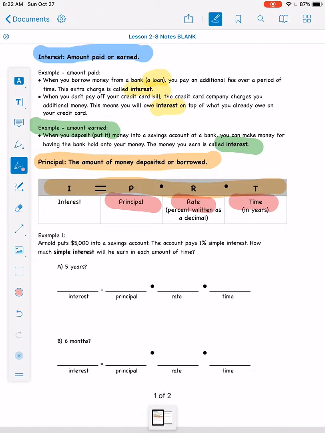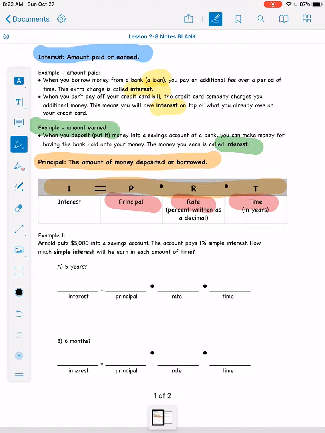We calculate simple interest using the amount of time in years. So if it's part of a year, we would use a decimal representing part of that year. If it's 1 or 2 years, it would just be the 1 or the 2 for the years. So you just have to make sure you're calculating based on years. Okay, so let's look at a couple of examples here.